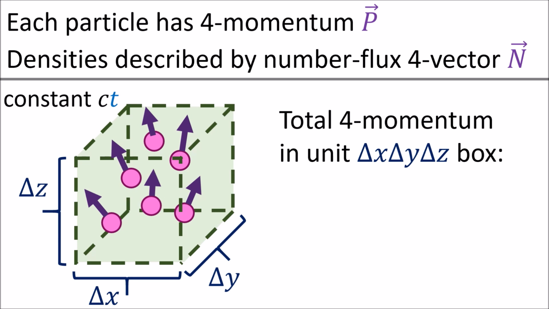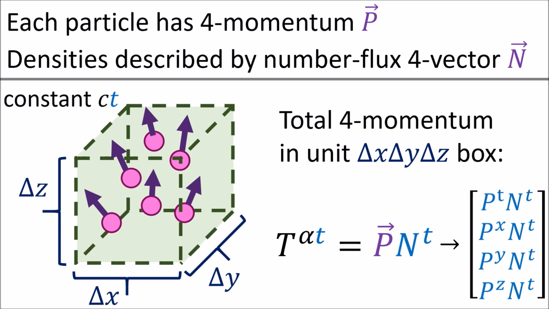If we want to know how much form momentum is located inside a unit xyz cube at some constant time, we just multiply p by the number particle density, which is the time component of n. Since p is the form momentum of each particle, and nt is the number of particles in a unit xyz box, then p times nt will give us the total form momentum inside the unit xyz box, which are the alpha t components of the energy momentum tensor.